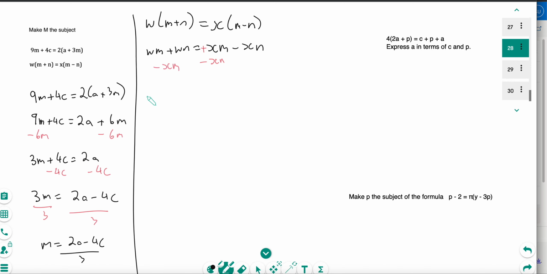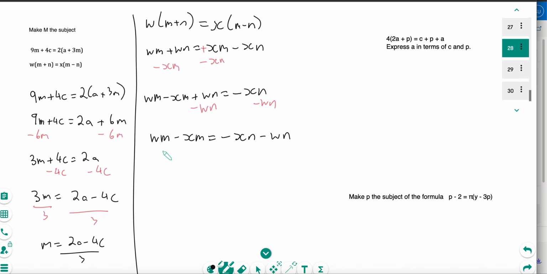On the left-hand side, I have wm minus xm plus this wn. Right-hand side, we have negative xn. I want all the m's to one side, so they're all on the left-hand side. So I have to get rid of this wn, because there's no m's on it. So the opposite of plus wn is minus wn. So on the left-hand side, I have wm minus xm equals minus xn minus wn.